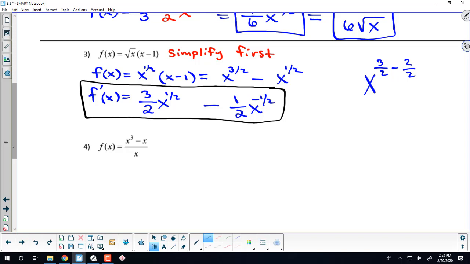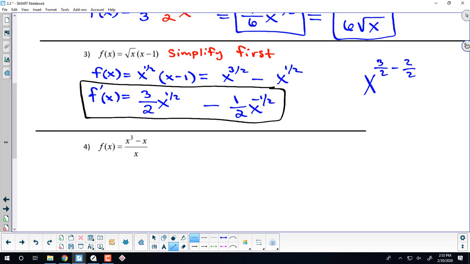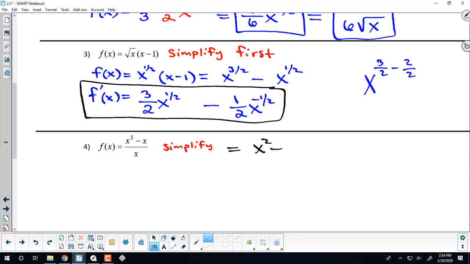All right, example 4. What are we going to do for the derivative in example 4? Simplify. Let's simplify that as well. Once you simplify it, it becomes a pretty easy function. It's x squared minus 1. What's the derivative of x squared minus 1?